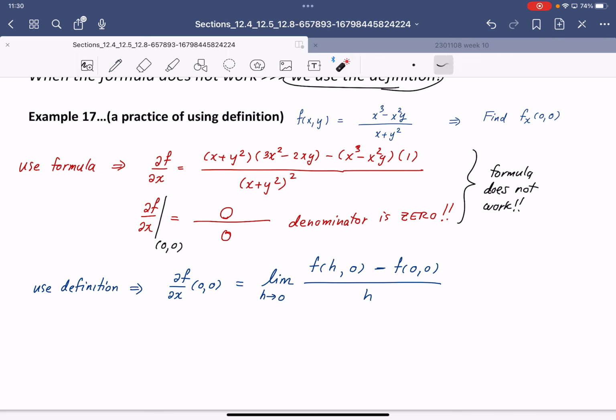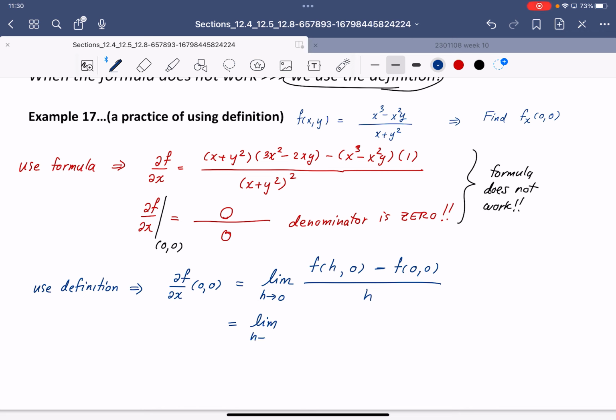If you remember the first 5 minutes, I said that you have f(x+h, y) minus f(x,y). It means you keep y to be the same, constant, but x gonna move a little bit from x to x plus h. So here we plug in x and y to be 0, 0. So it's gonna be f(h,0) minus f(0,0). This is the way we use the definition. And then you plug in everything.